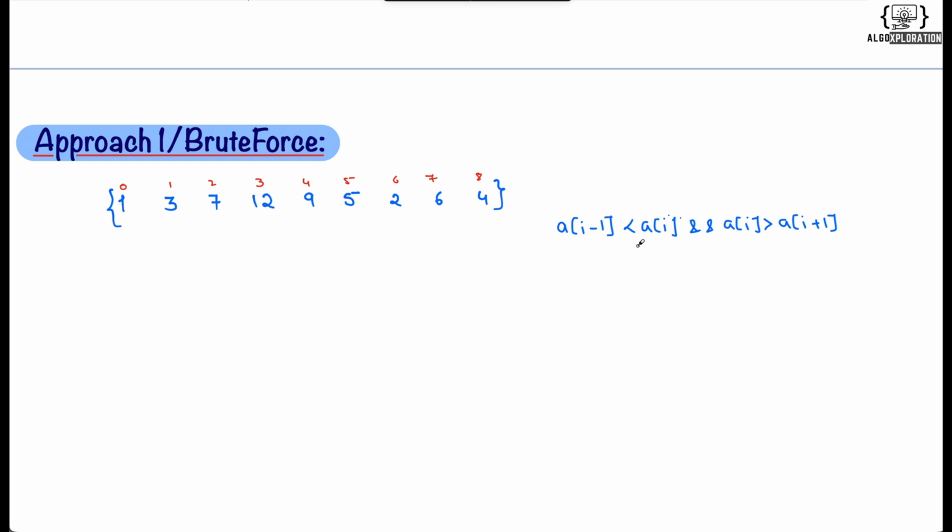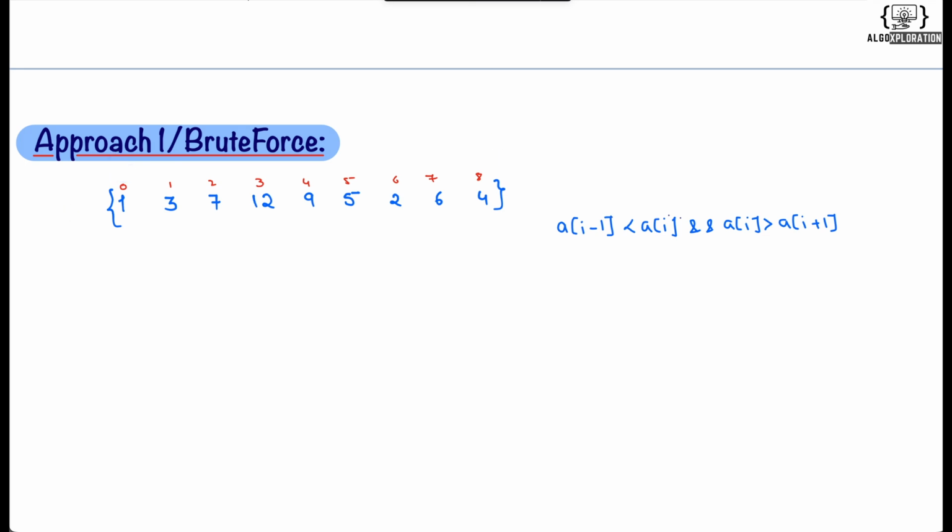But this condition will be failing on these indexes. Why? Because if you're standing over here and you want to know the value present at a of i minus 1, we don't have this value, right? So this will be failing. Similarly for this as well.